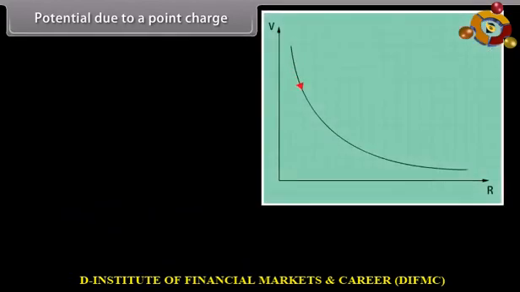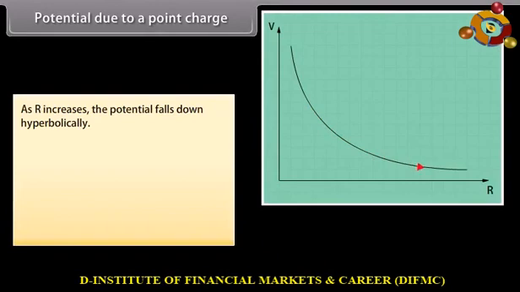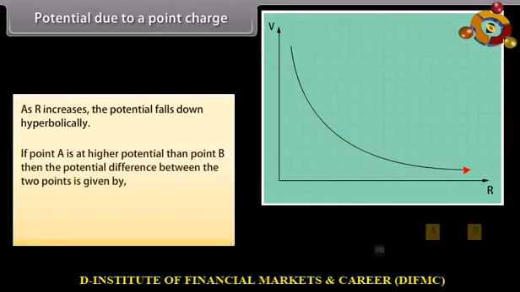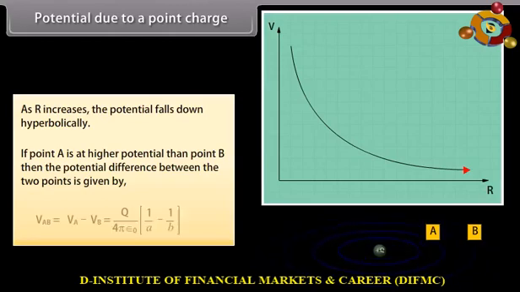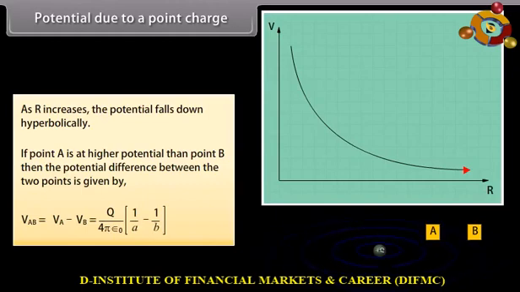We can show in the graph that, as R increases, the potential falls down hyperbolically. If point A is at higher potential than point B, then the potential difference between the 2 points is given by V_AB equals V_A minus V_B. Put the values of V_A and V_B, we get V_AB is equal to Q by 4 pi epsilon naught multiplied by 1 upon A minus 1 upon B.